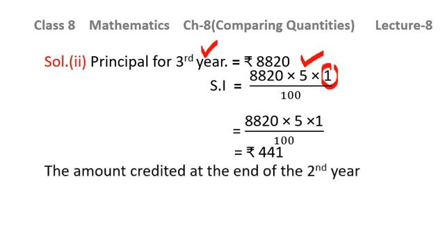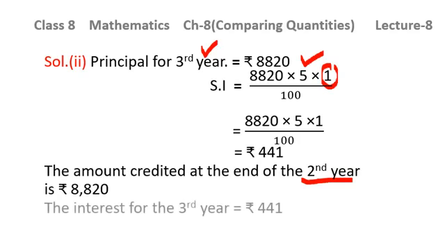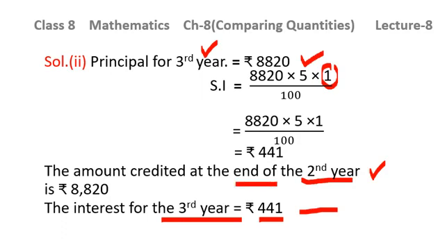So the amount credited at the end of the second year, let us see what will be the amount. It will be 8,820. This was our first part, and the interest for the third year is 441. This is your answer. So I hope both the parts are clear to you. In the first part, we have used compound interest formula, and in this part, as we are supposed to find the interest for the third year, we have taken the amount of the previous year, that is second year, as the principal for this year, and then calculated the interest.